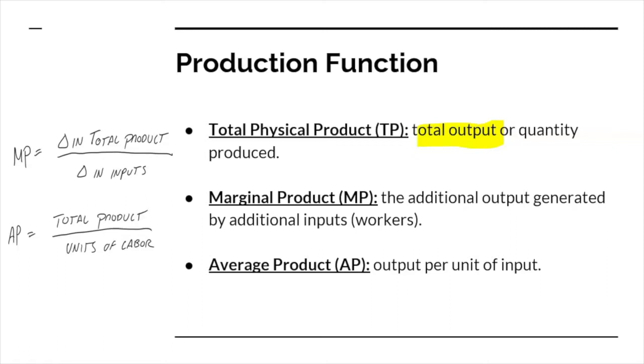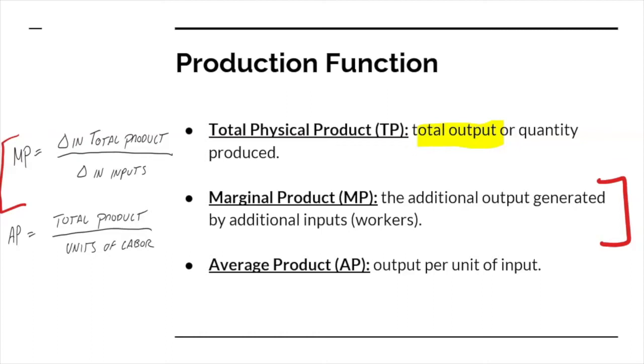With production, we also get something called marginal product and average product. Marginal product, we have this really goofy definition here: the additional output generated by additional inputs. We also have our equation right here, where it's the change in total product over the change in inputs. The way to calculate marginal product is the same way that we calculated marginal cost or marginal utility.